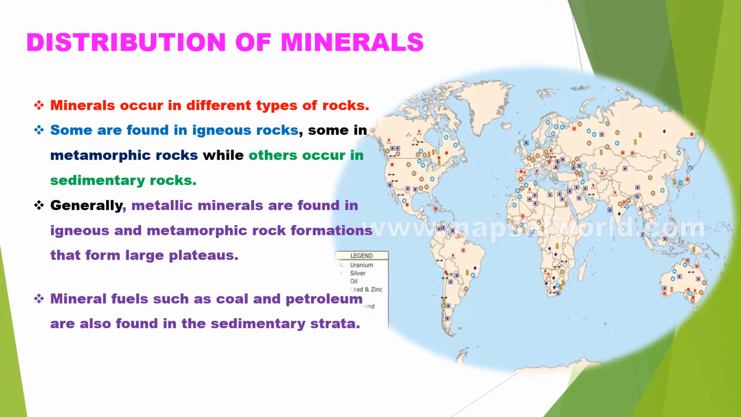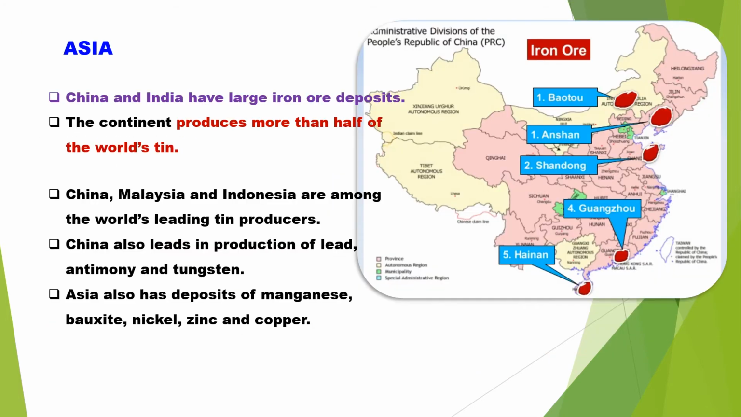So these are the three different types of extraction methods followed to extract minerals. When I speak about minerals, as I told you earlier, there are more than 3,000 minerals on this earth, and these minerals are found in igneous and metamorphic rocks, and some are found in sedimentary rocks. Generally, metallic minerals are found in igneous and metamorphic rocks, whereas mineral fuels, such as coal and petroleum, are found in sedimentary rocks.